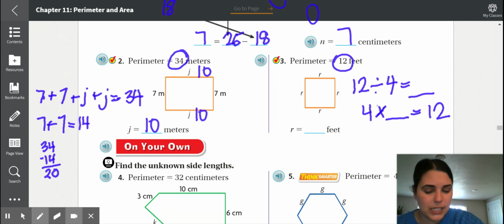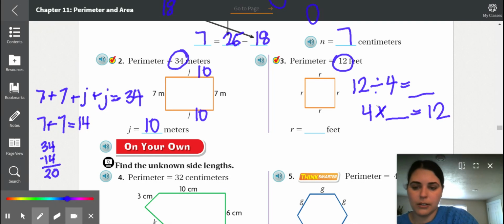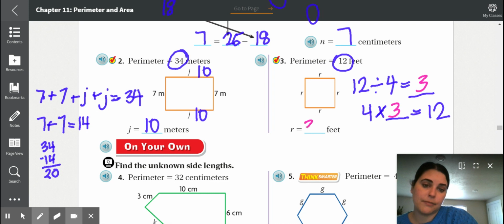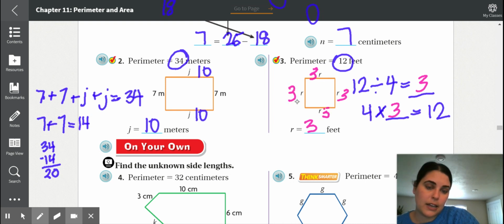Okay, I'll give you 15 seconds. Okay, if you said 3, you are correct. We would know that this is 3, 3, 3, 3. 3, 6, 9, 12, and that matches that.